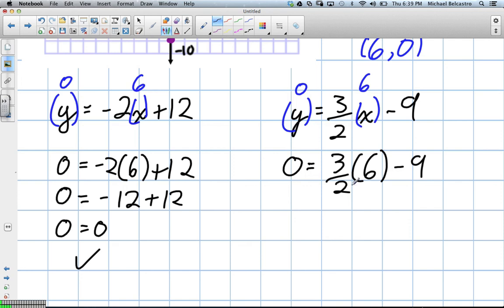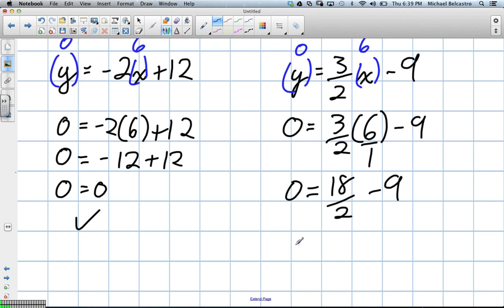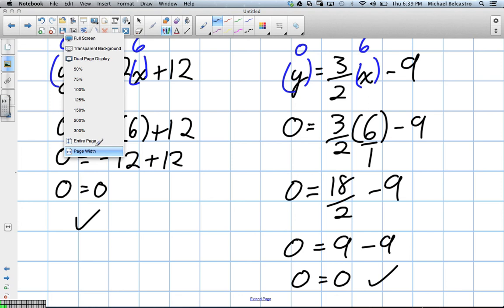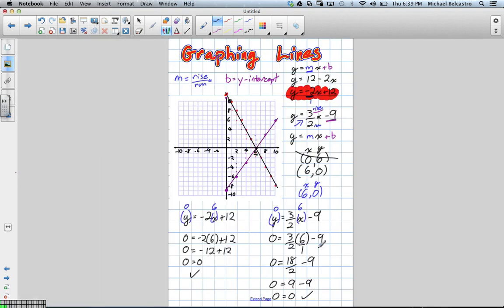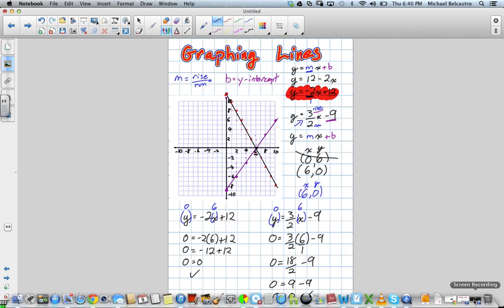And 0 equals 3 over 2 times 6 minus 9. Okay, so I'm going to help you out here. When I multiply fractions, we do top by top, bottom by the bottom. This is going to become 18 over 2 minus 9. And then we're going to have to divide that. So you use your calculator, and 18 divided by 2 just so happens to be 9. So 9 minus 9. 0 equals 0. 9 minus 9 is 0. So that checked out too, okay? Which is perfect. Our graph worked, and algebraically, when we checked, both left side equaled the right side. So we've done all of our checking with graphing our lines.